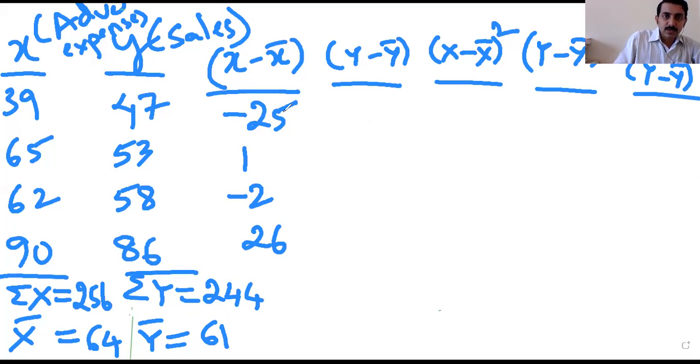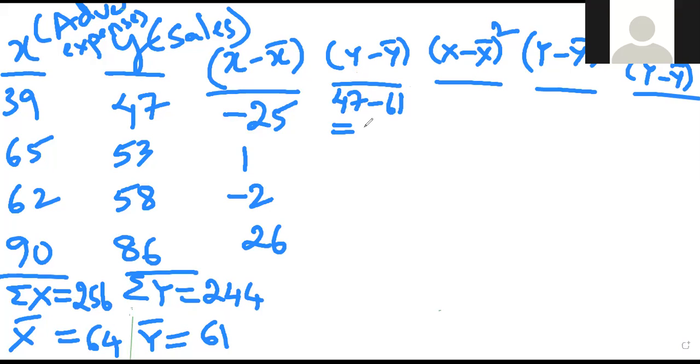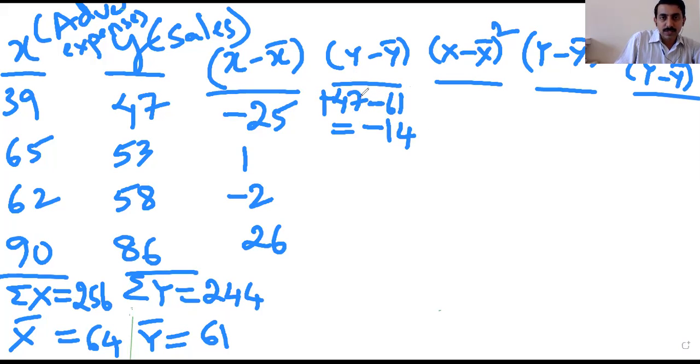Y minus y bar, I will just do the first calculation. Rest of it. Minus 61. So the answer is how much? Minus 14. The sign here will be minus because the sign of the 47 is plus. Now you have to consider this as minus because the sign of the highest value is minus. Next, minus 8. Next, minus 3. 25.